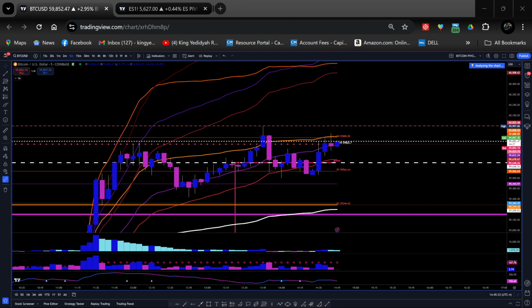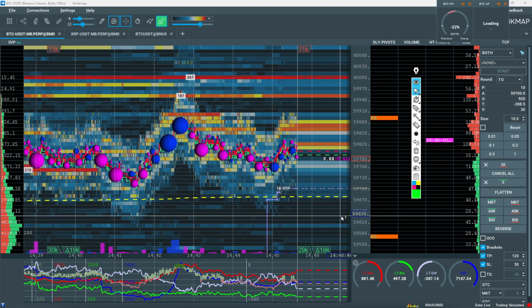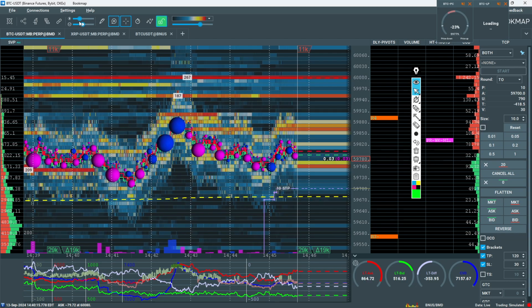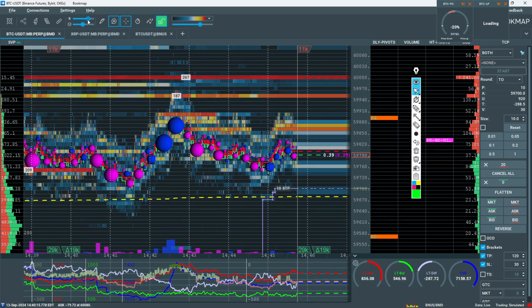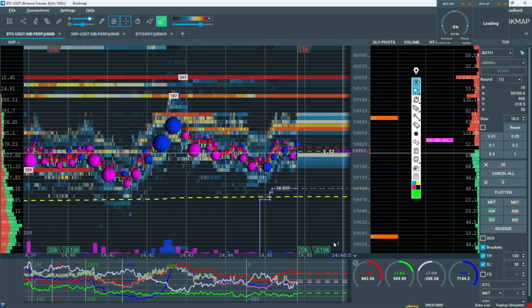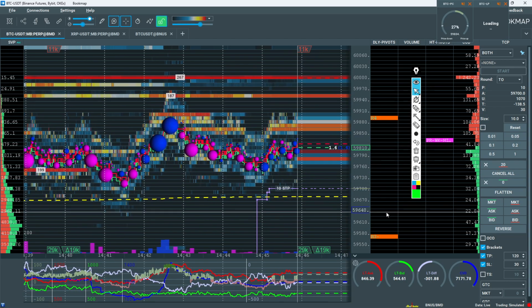So let's see if the buyer is going to come in here. Let's see, we could probably drop some of this here. Let's get rid of some of that liquidity. All right. Let's only see the important stuff.